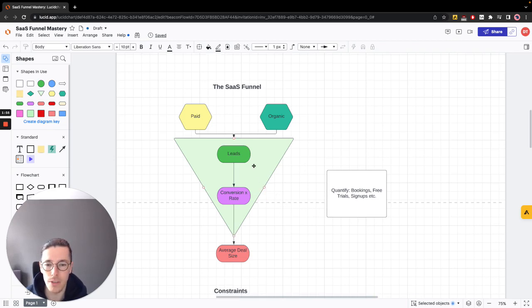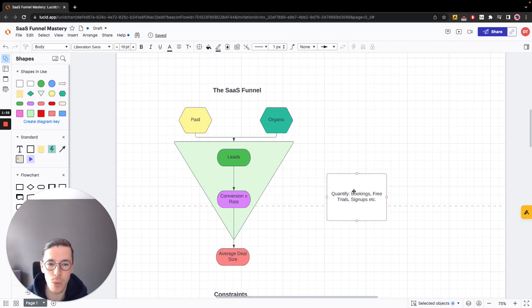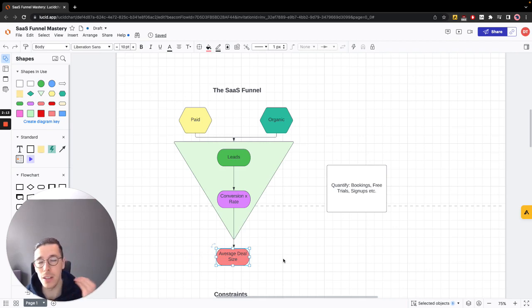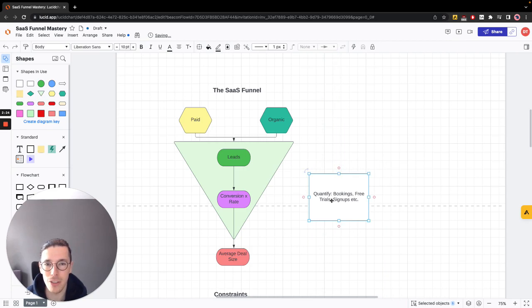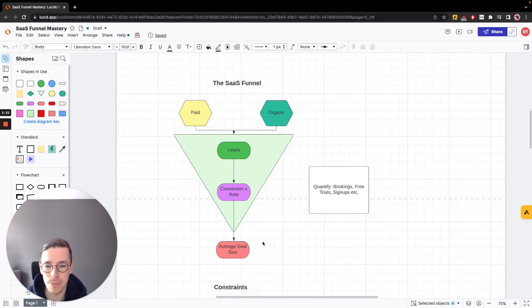So the way to quantify this, the way to understand whether your SaaS funnel is actually working, is that we can look at bookings, we can look at free trials if that's what you're using at the top of your funnel, and you can look at signups, all these sorts of things. And these are key indicators to see how well your SaaS funnel is actually working. Obviously, the last thing that you should really be looking at is the average deal size and the value of that, right? That's the main thing that we're trying to optimize for. But in order to get to a higher amount of deals closed and higher value deals closed, we should be looking at the number of bookings, all these sorts of things, right?